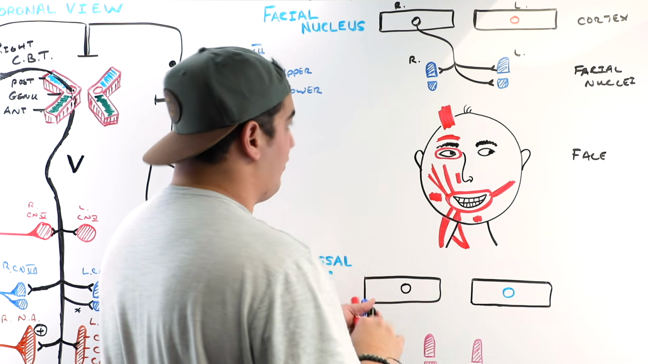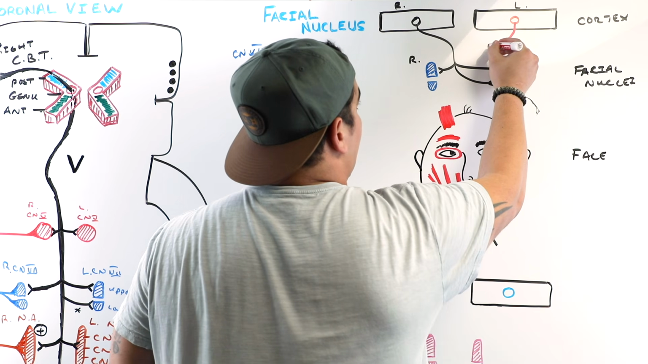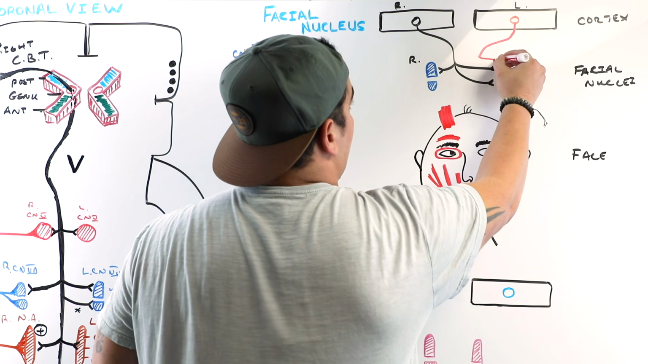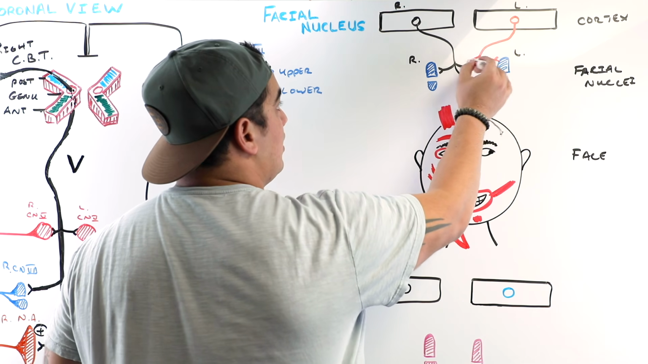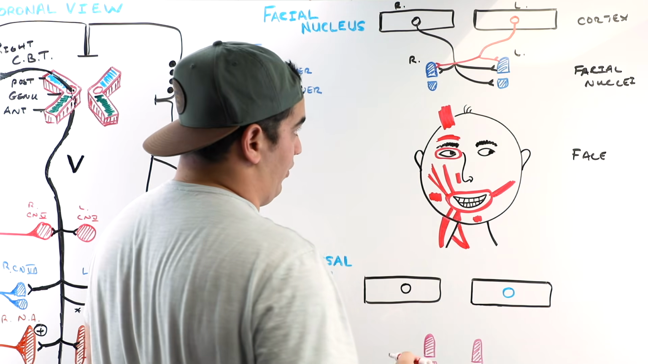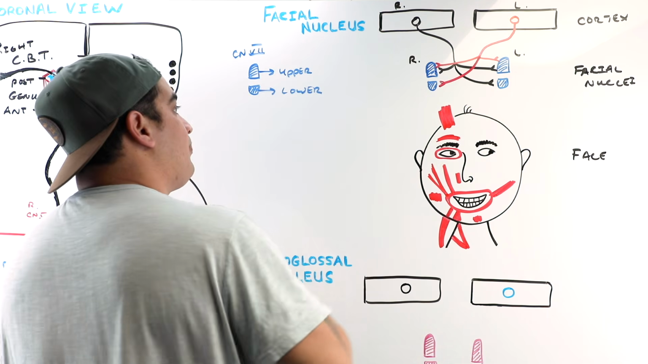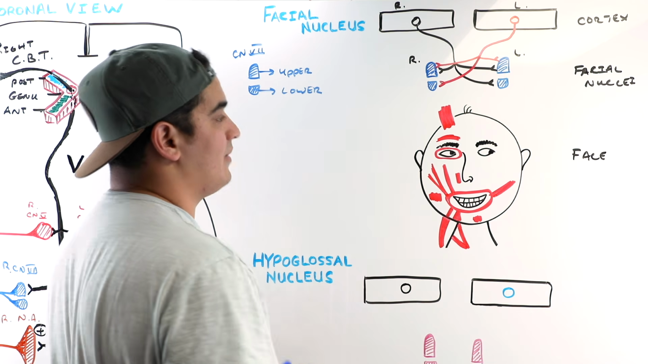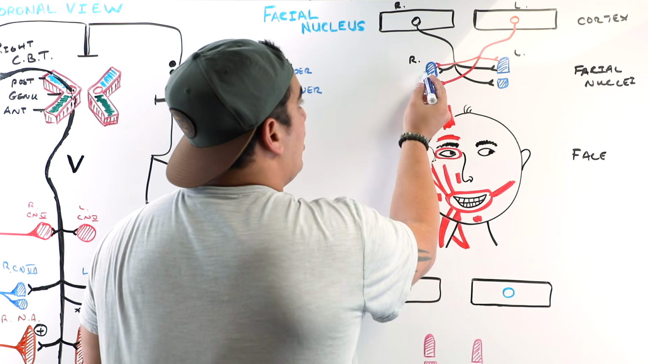Same concept. Follow from the left. From the left cerebral cortex, the left corticobulbar tract is going to come down. What's it going to do? It's going to give ipsilateral supply to the left upper facial nerve nucleus, contralateral supply to the right upper facial nerve nucleus, and then only contralateral supply to the right lower facial nerve nucleus. Why is this important? We're almost there.